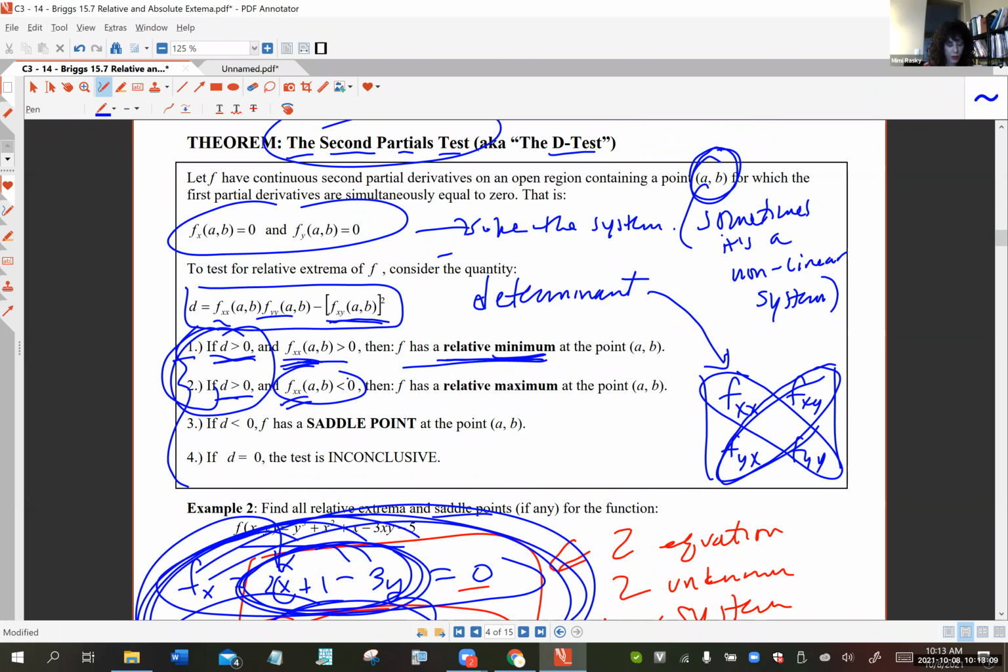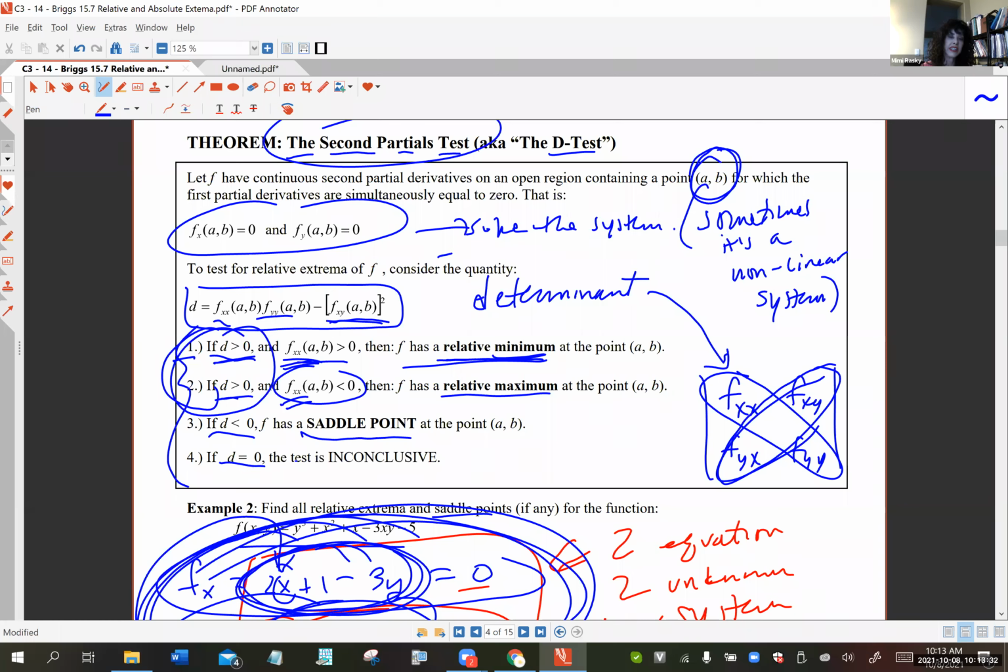If your D is less than 0, so if it's negative, you don't even care what fxx is doing. You just have a saddle point. The saddle point is neither a max or a min. We discussed this. It kind of looks like a horse's saddle.